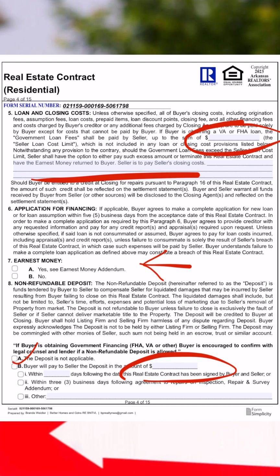And then below that, this is where you're going to say, yes, we're doing a non-refundable, or no, we're not. So number A, the deposit is not applicable. That means there is no non-refundable. Number B, there is a non-refundable deposit, and this is where you put the amount. And it also says 3 options as to when that non-refundable check will be made to the seller.